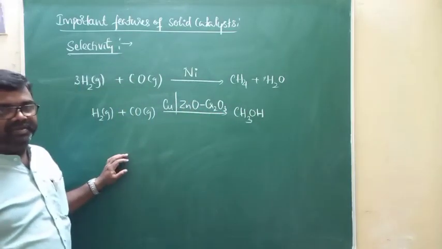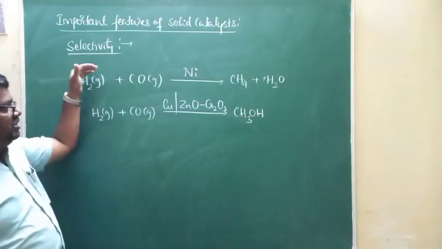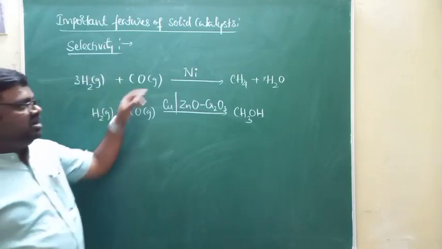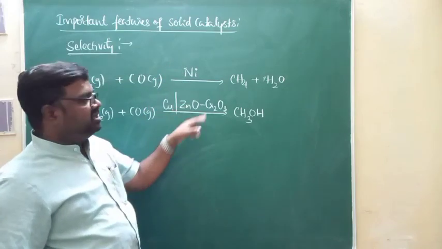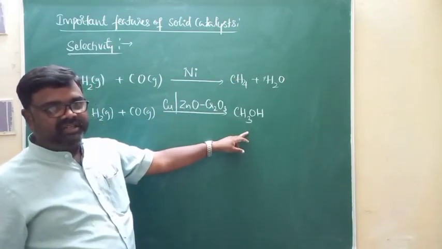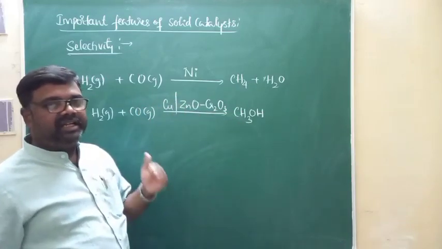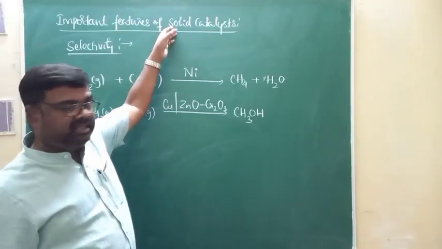The product of the reaction will be CH3OH. Look at this, you are going to get methanol. Just observe these two reactions. The type of reacting molecules will be the same, but the type of catalyst will be different. As the nature of catalyst changes, the nature of products will change. That's why I said the catalyst has the ability of directing a chemical reaction to yield a particular product, and that is what we call selectivity.